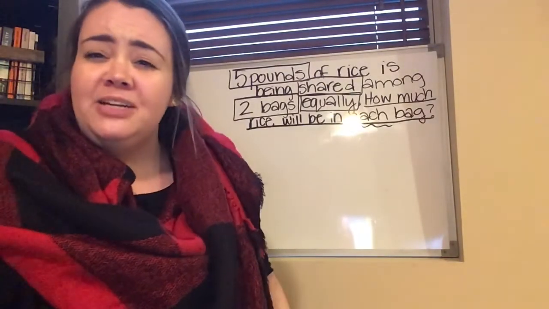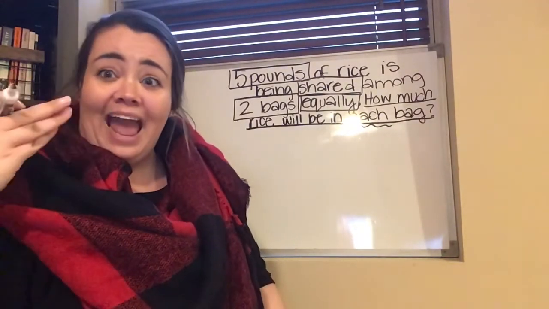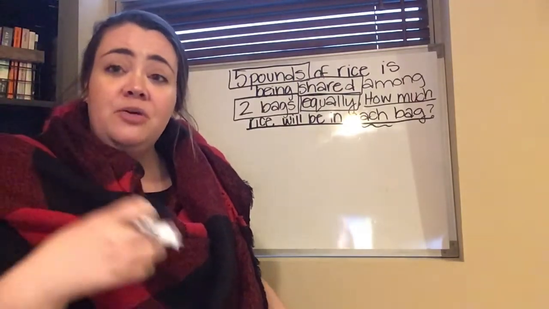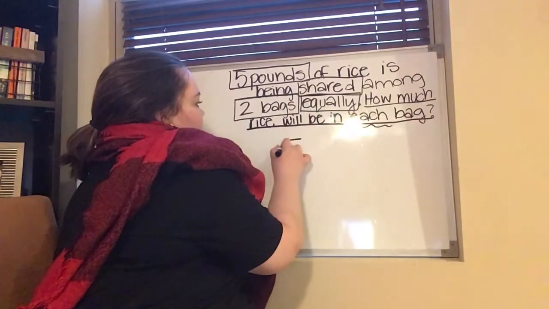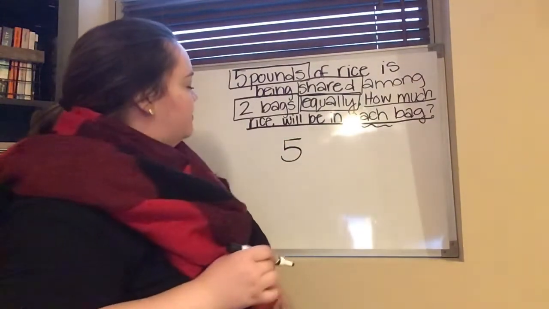We're going to come up with a number sentence first. So I'm thinking about what is happening in this problem. Well, I know I'm starting with 5 pounds of rice. So 5 is going to be my total. That's how much I'm starting with.